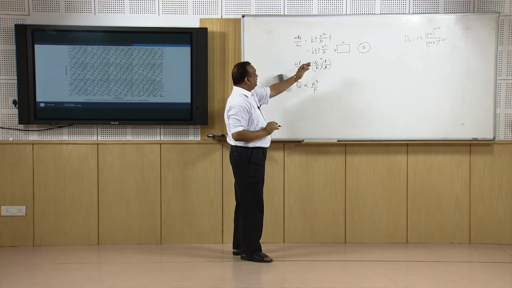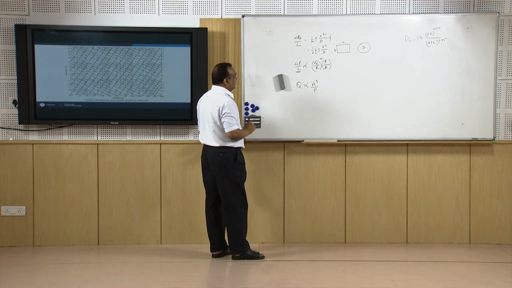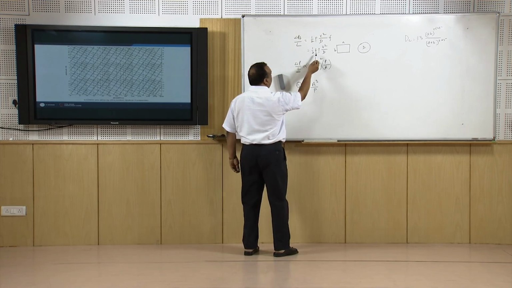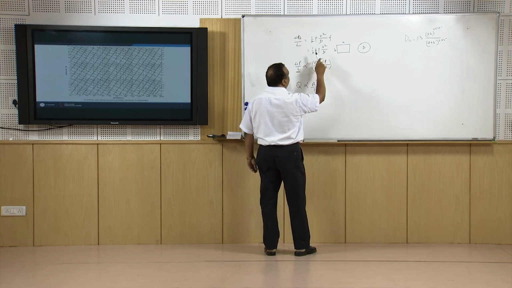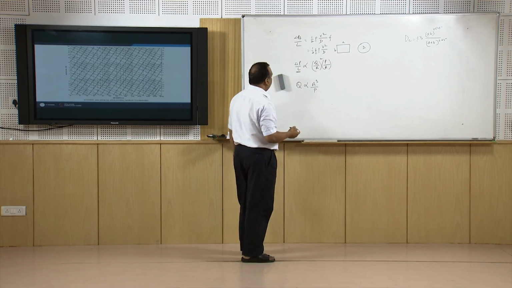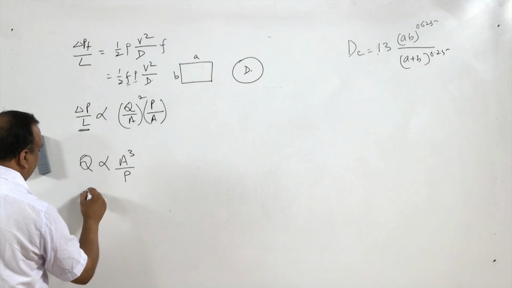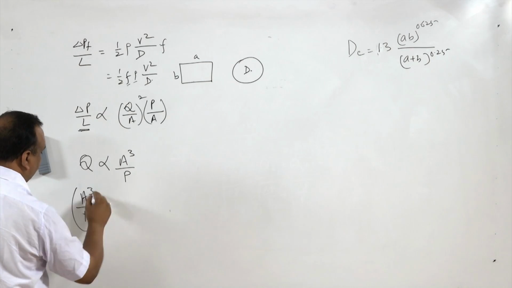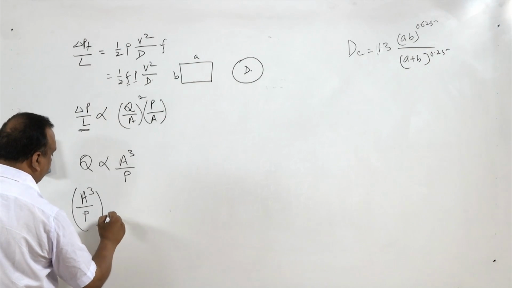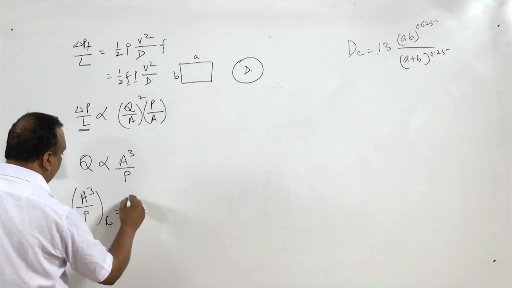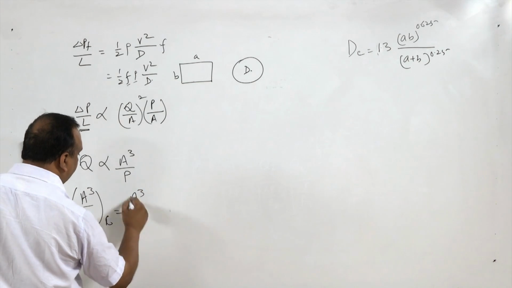Now if the friction loss in both the ducts is same, the coefficient of friction in the rectangular and the circular duct is same, and the density of the air is same, then A cube by P in a rectangular duct is equal to A cube by P in a circular duct.